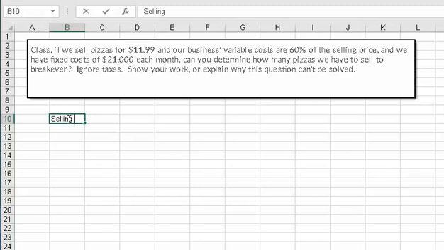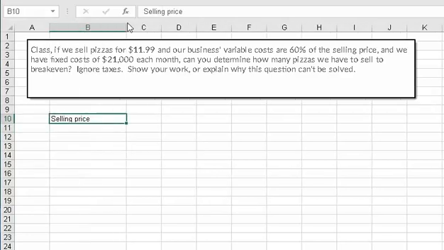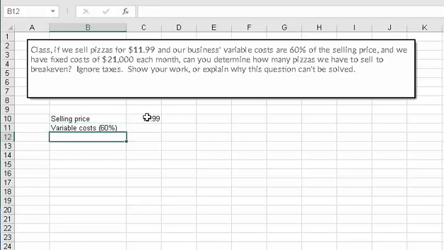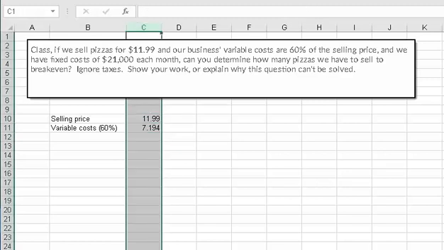let's start off by putting in some information here. The selling price, I'll make this a little bit bigger here. The selling price is $11.99 each, right? And variable costs are 60% of the selling price. So if we take that $11.99 times 60%, we come up with $7,194. Now, maybe we should make this even.